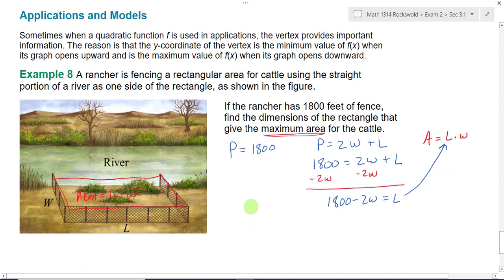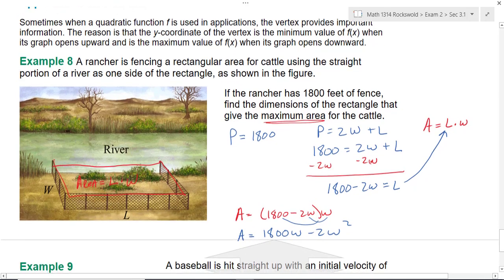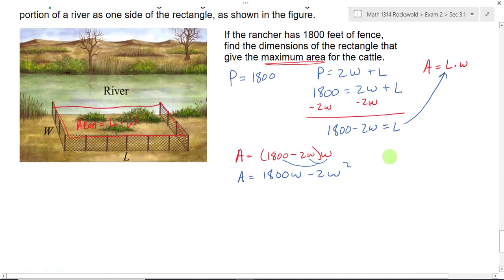Now my area function looks like this. Area is equal to 1,800 minus 2w times w. If I were to distribute the w here, I end up with the area is 1,800w minus 2w squared. What type of equation is this? It's a quadratic equation. Will that quadratic equation open up or down? This is a quadratic equation that opens down. It's a quadratic function that opens down. And that means that the maximum value will occur at the vertex.